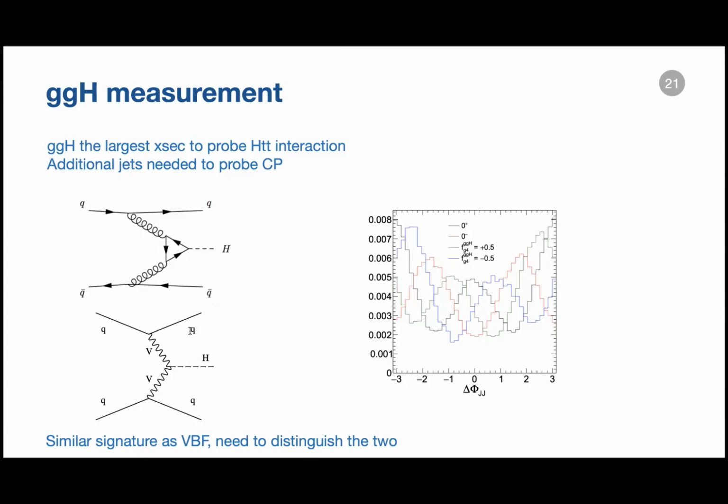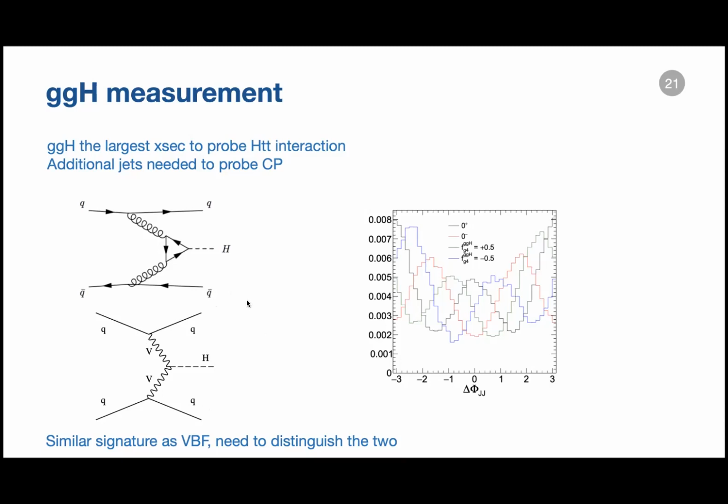And this topology is actually very similar to the VBF topology, where the Higgs is also produced in association with 2 jets. So this is a very similar kinematic phase space as VBF, and one has to separate the VBF from the gluon fusion plus 2 jets. So analyses have to design observables that are sensitive to these 2 different phase spaces.